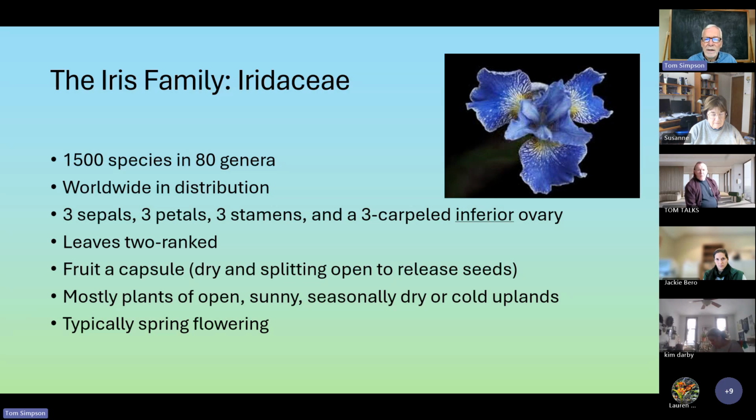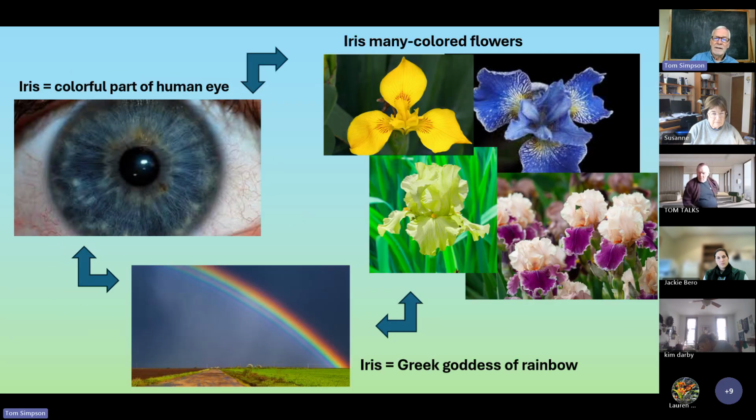The leaves are two-ranked, which means if you put the plant in front of you, the leaves would go left, right, left, right, left, right, left, right, left, right as you go up the stem. Fruit is a capsule, and these are mostly plants of open, sunny areas. The word iris comes from the Greek god of the rainbow.